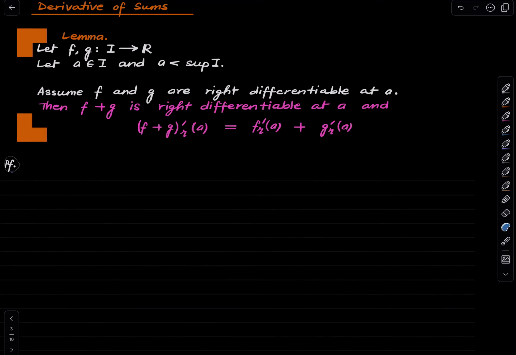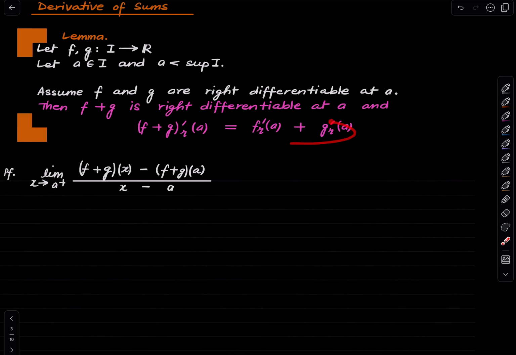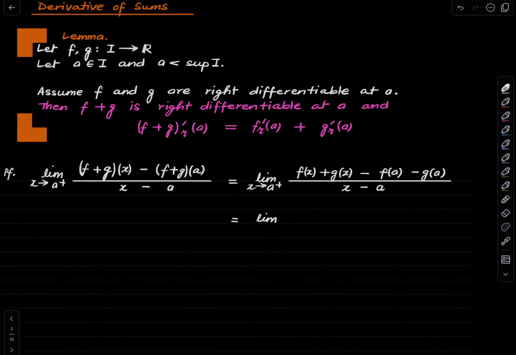Very simple, it is just a straightforward exercise in algebra of limits. We need to show that this right limit exists and is equal to that. So just use the definition of the sum. Shuffling the terms in the numerator, we have that, and now we distribute the denominator.